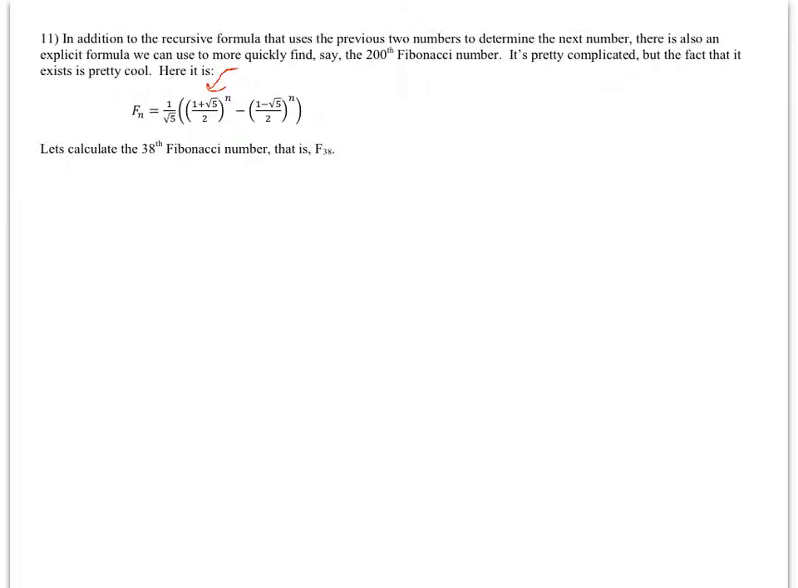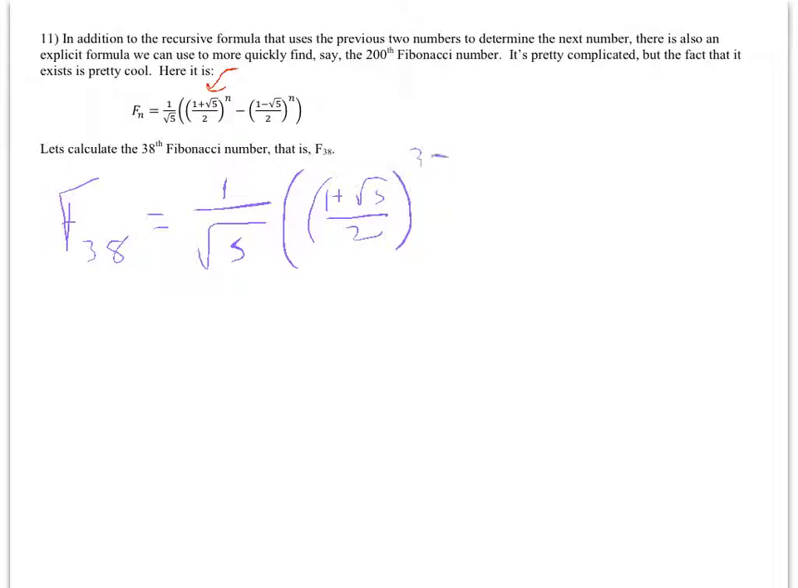So if I want to use this to calculate the 38th Fibonacci number, I'm just going to replace all the n's in the formula with a 38. So I'm looking for F38. So this will be 1 over root 5 times 1 plus root 5 over 2 to the 38 minus 1 minus root 5 over 2 to the 38.